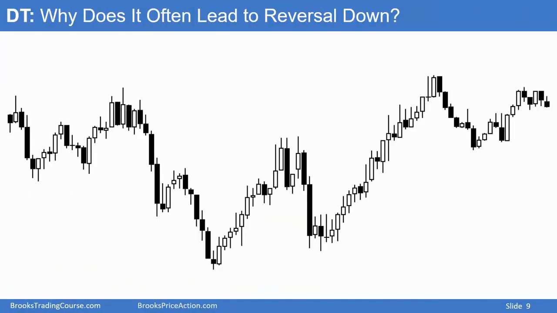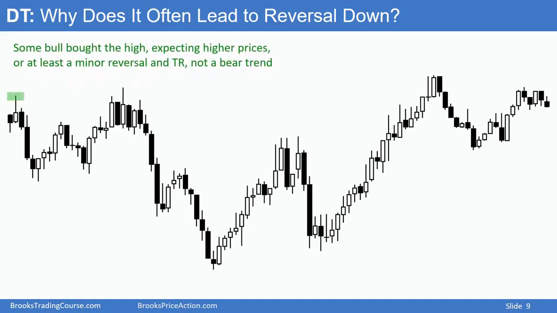A double top, why does it often lead to a reversal down? Let's say there was a rally here. Some bull bought this high. On every price on every chart, there was a bull and a bear. Somebody bought and somebody else sold, taking the opposite side of the trade. This bull bought here, thinking the market was going to go higher. Or he thought that if it reversed down, the reversal would be minor, and then the bull trend would resume and he'd be able to get out around his original price. He was not expecting a bear trend.